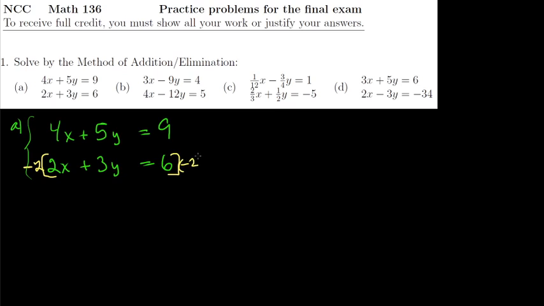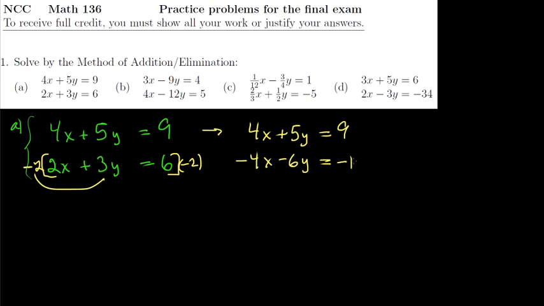So the first equation is still 4x plus 5y equals 9. We can leave that one alone. And for the bottom equation, we're going to have negative 4x, and then negative 2 times 3 is negative 6, so negative 6y. And that's going to equal 6 times negative 2, negative 12. Remember, you have to multiply both sides by negative 2, not just the terms on the left, but the 6 on the right as well.